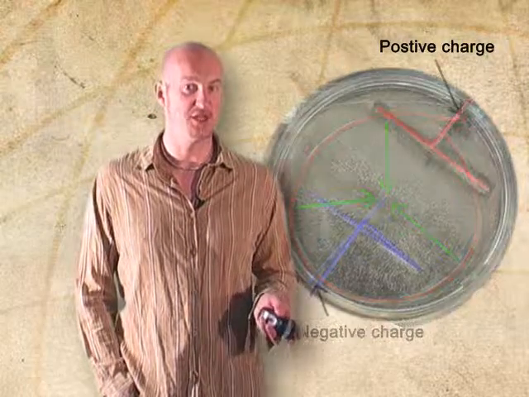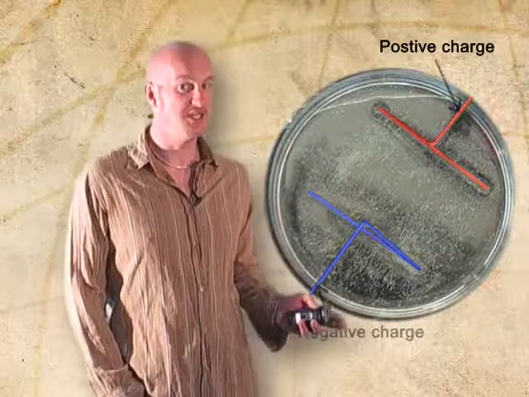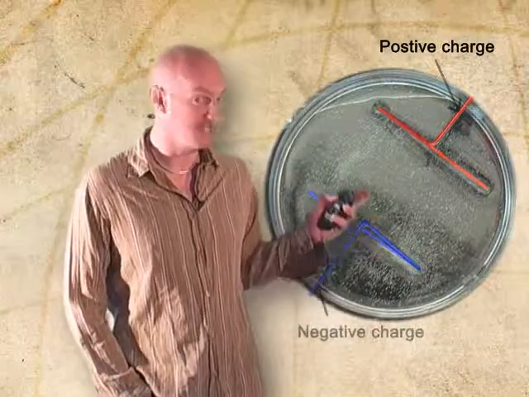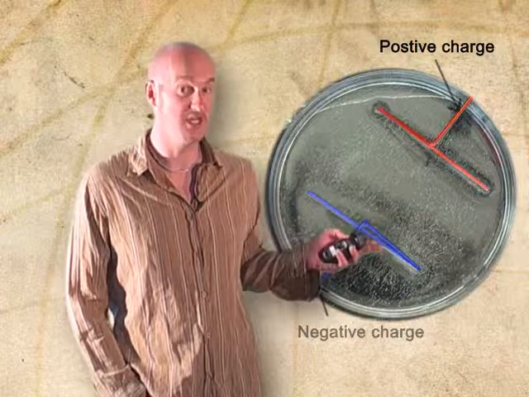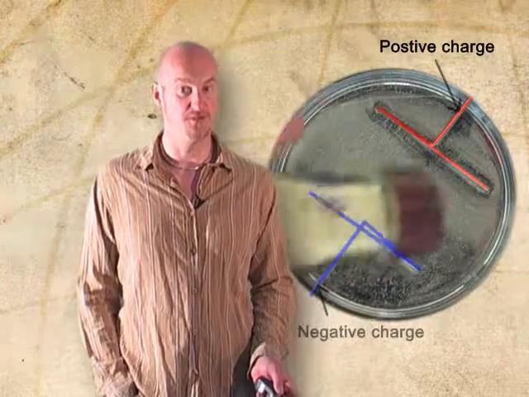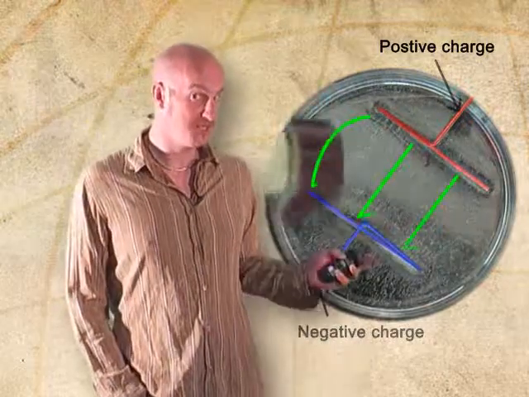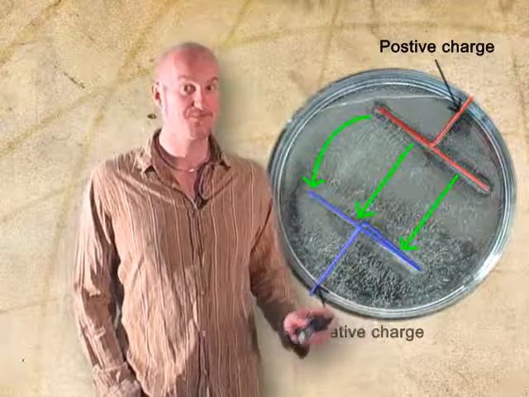Let's look again at the uniform electric field. Again, you can see that the seeds align themselves along certain paths, along certain lines. These are the field lines in a uniform electric field. Again, the arrows point from the positive to the negative.